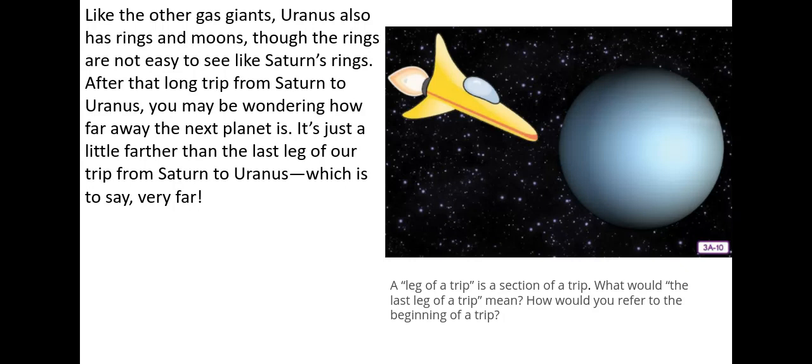Like the other gas giants, Uranus also has rings and moons, though the rings are not easy to see like Saturn's rings. After that long trip from Saturn to Uranus, you may be wondering how far away the next planet is. It's just a little farther than the last leg of our trip from Saturn to Uranus, which is to say, very far. A leg of a trip is a section of a trip.